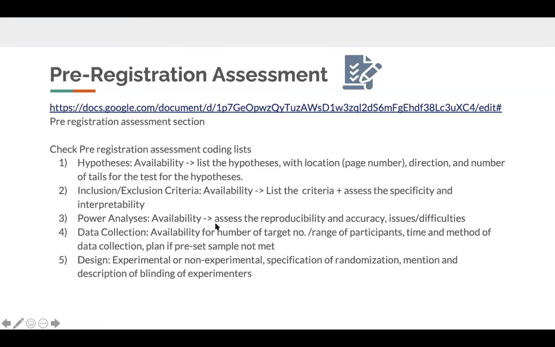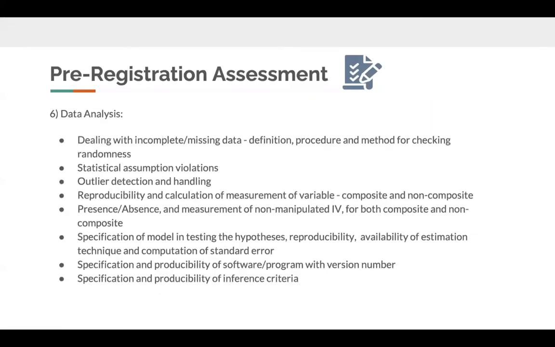And 3, power analyses, please assess the reproducibility and accuracy, whether there were any issues or difficulties with it. And data collection, do talk about the availability of the target number or a range of participants, the time and method of data collection, and whether there's an alternative plan if the preset sample was not met. For design, do talk about whether it's experimental or non-experimental, whether there's a specification of randomization, and mention and description of blinding of experimenters. And the final bit for the pre-registration assessment here is data analysis, everybody's favorite part.